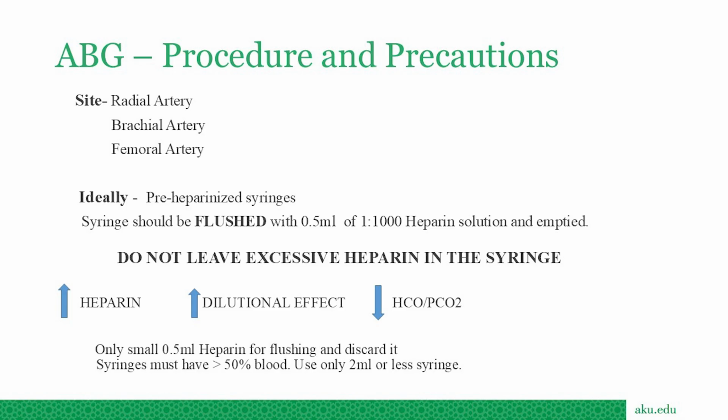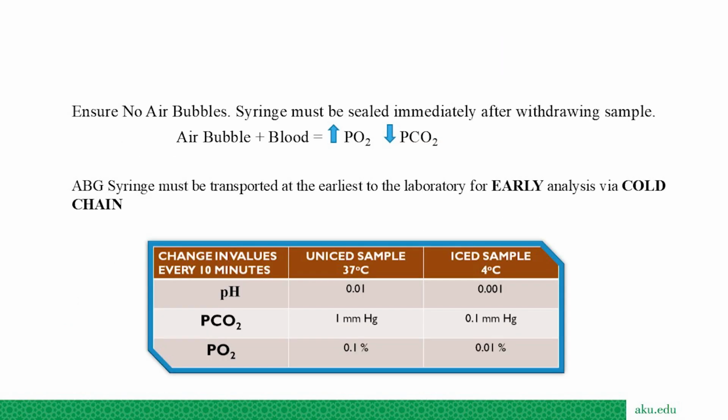Make sure that we do not leave any excessive heparin in the syringe because excessive heparin would cause a dilutional effect and decrease the carbon dioxide or the PCO2 level, and in short the blood gas will not be appropriate. Other precautions would include that there is no air bubble in the blood gas syringe, because the air bubble would mix with the blood and the PO2 would rise and the PCO2 would fall.